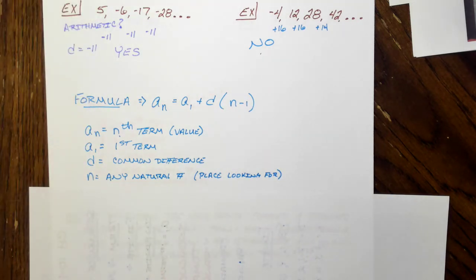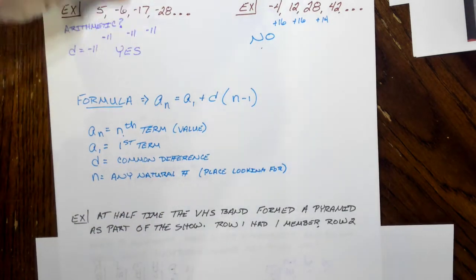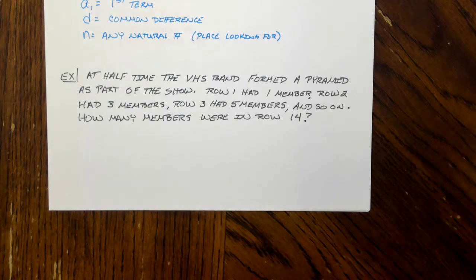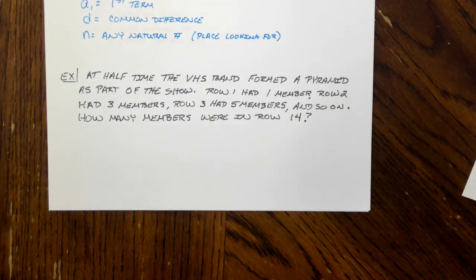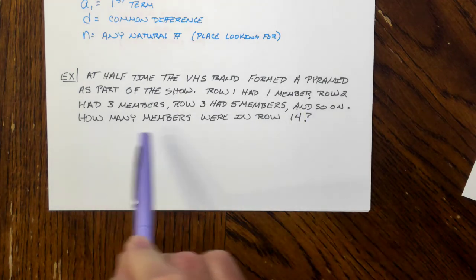So let's apply this to an example and see what we can come up with. So our example looks like this. At halftime, the VH band formed a pyramid as part of the show. In row 1, there was 1 member. Row 2 had 3 members. Row 3 had 5 members. So you can see a pyramid is being formed as they play their halftime songs. And this pattern continues. How many members would be in row 14?